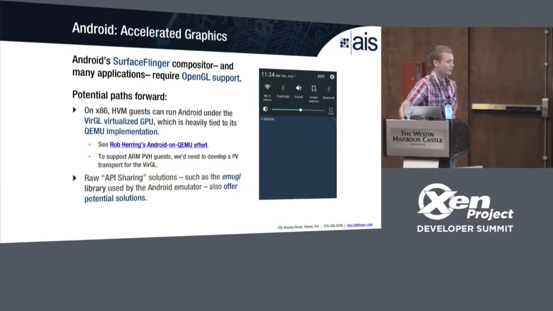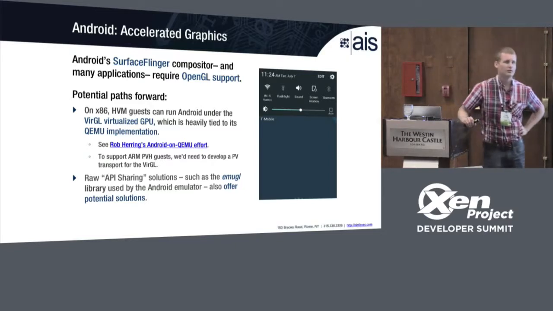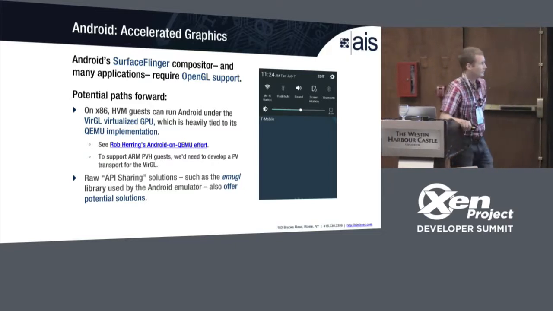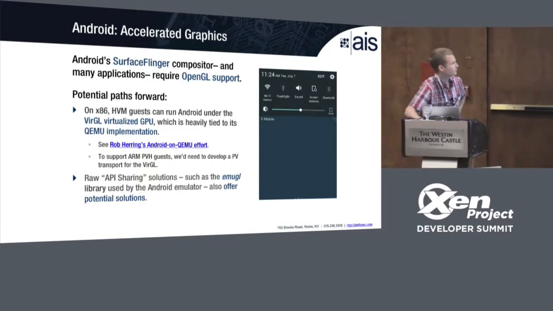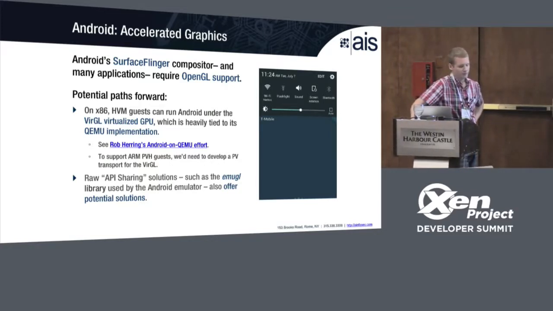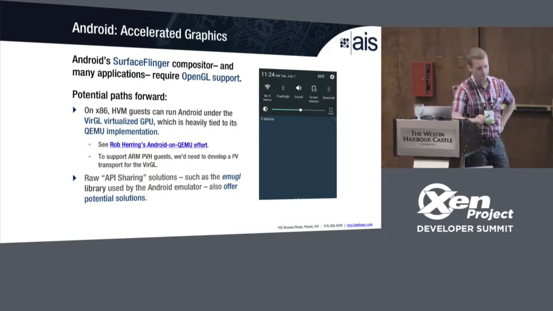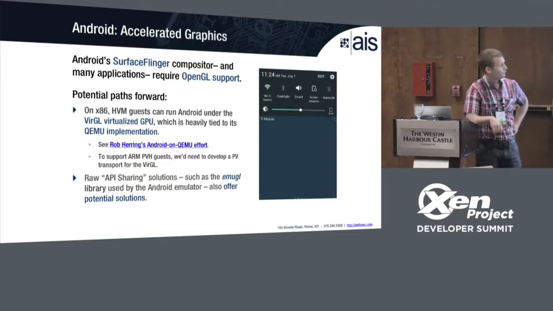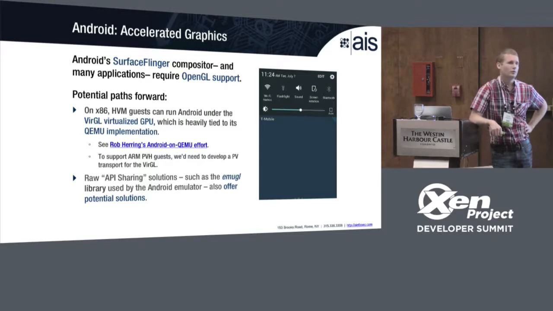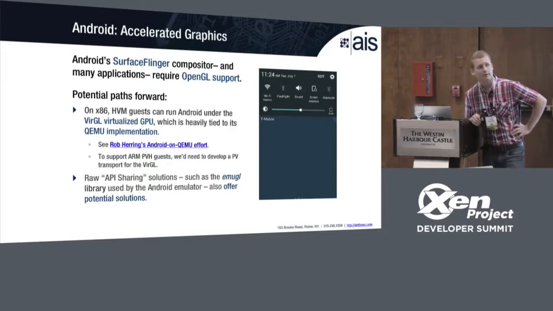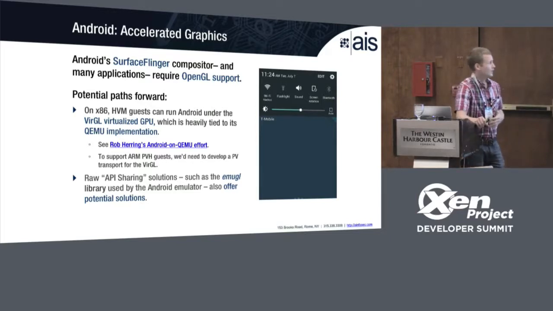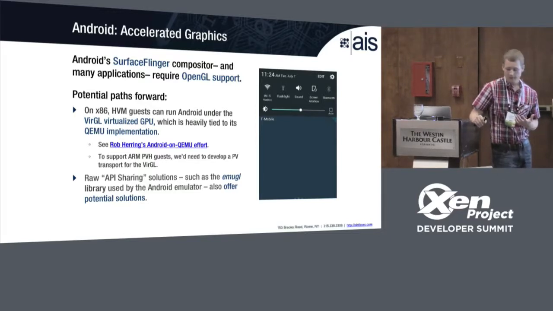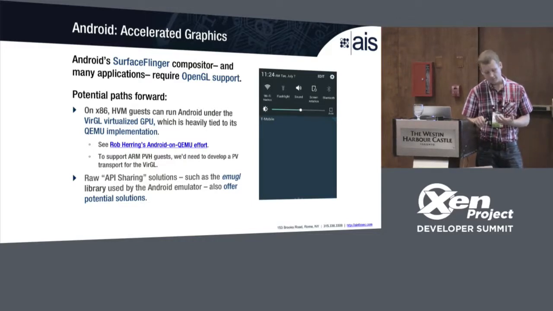So, accelerated graphics. Android Surface Flinger, as well as various Android applications, require OpenGL support. OpenGL ES 2.0, I think, is the minimum today. There are a number of options to provide that. The first is some sort of software rendering, if you don't care much about performance, taking something like LLVMpipe, which works on Android x86 today. Or some sort of virtualized GPU solution. If you're on an Intel platform, perhaps Xen GT is a good option for you, if your hardware supports it.